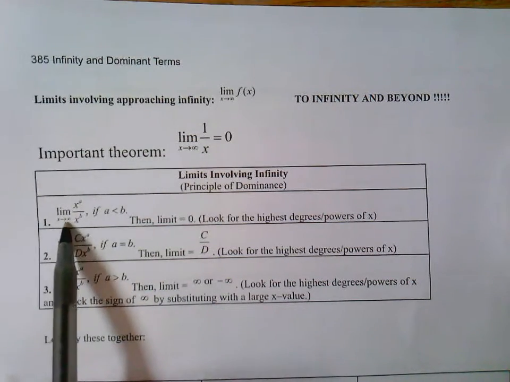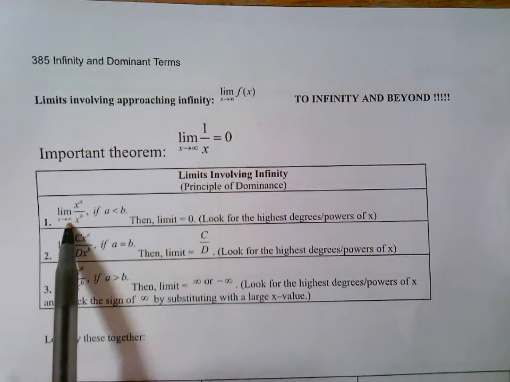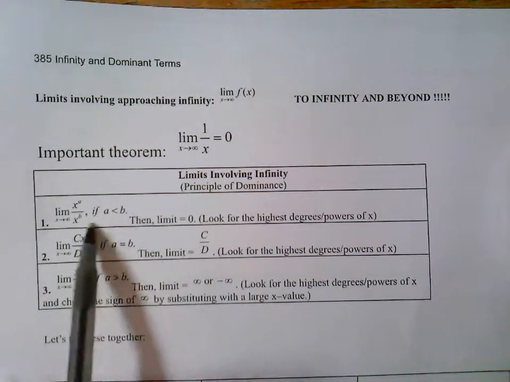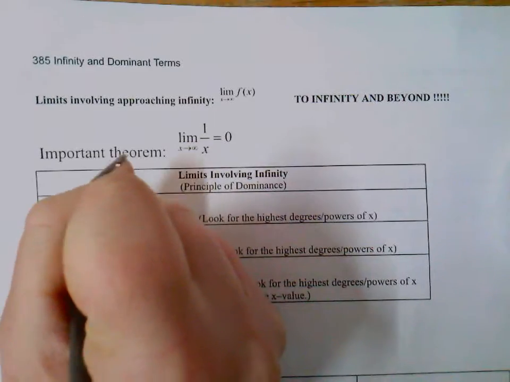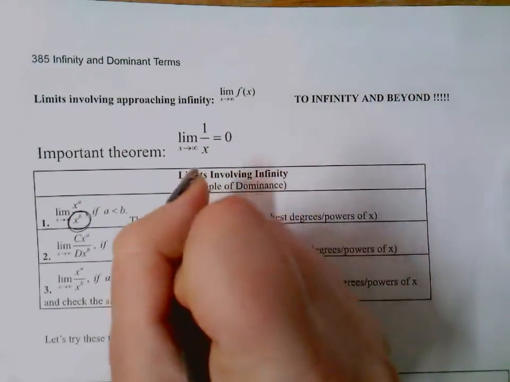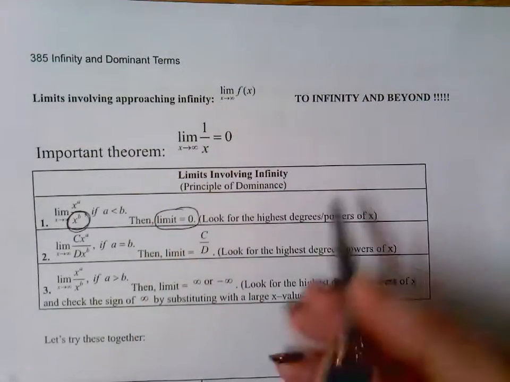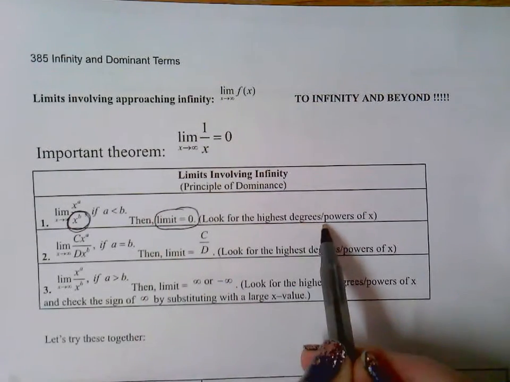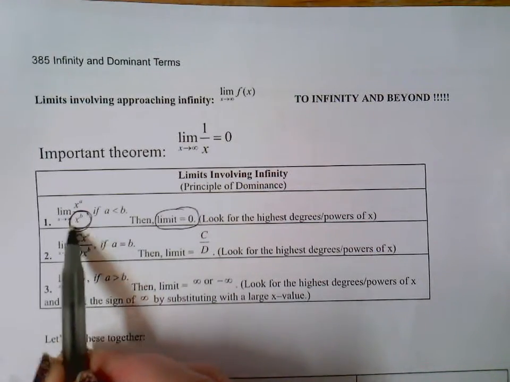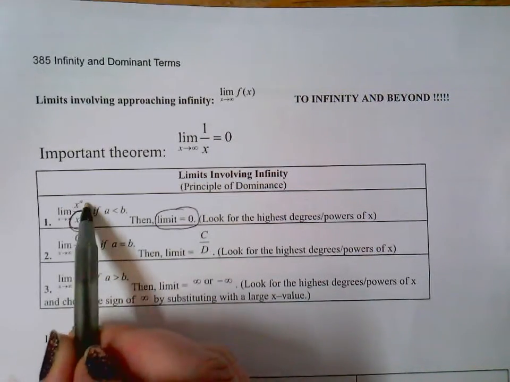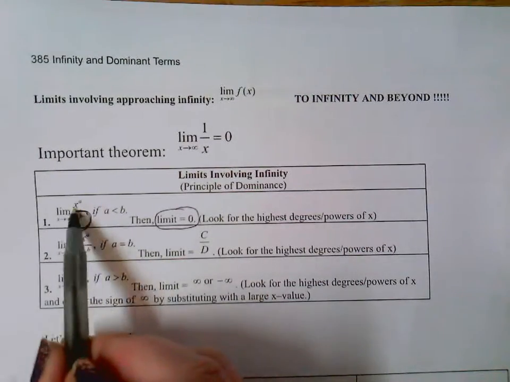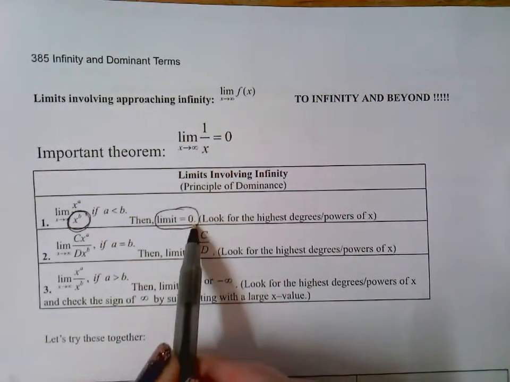When you plug in a really big number, if a is less than b, that means the denominator wins. So if the denominator is bigger, the limit is equal to 0. We're going to be looking for the highest degree in the numerator and denominator. For example, if this is x squared and this is just a power of x, the denominator is going to blow up really big. Anything divided by a really big number is 0.